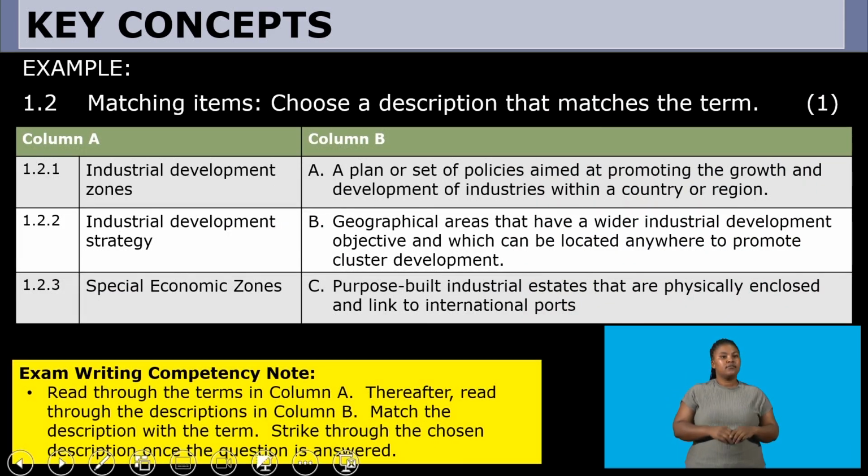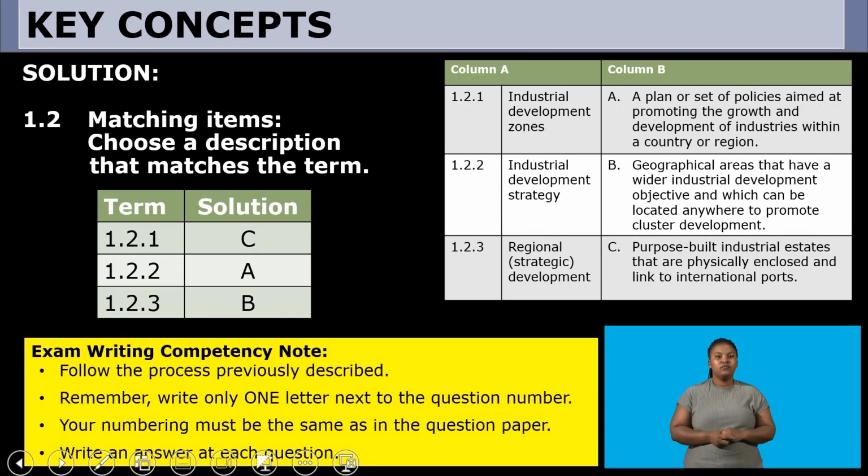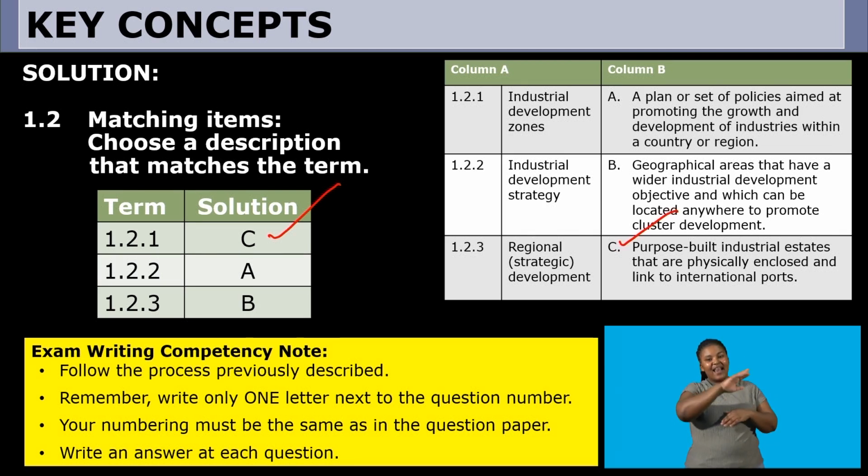Then your matching of columns: you read items in column A, that is 1.2.1 industrial development zones, 1.2.2 industrial development strategy, and 1.2.3 special economic zones. Then in column B, we are given the descriptions, not in order. You need to match a description to the correct term. For 1.2.1, our answer will be C, meaning industrial development zones are purpose-built industrial estates that are physically enclosed and linked to international airports.